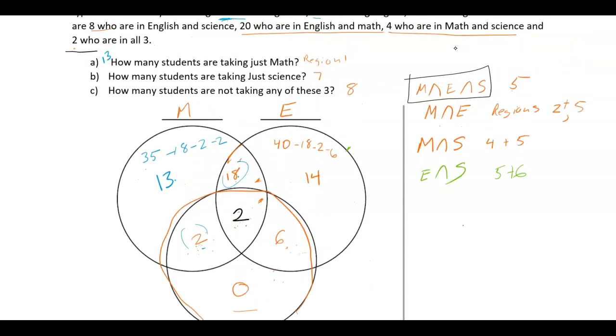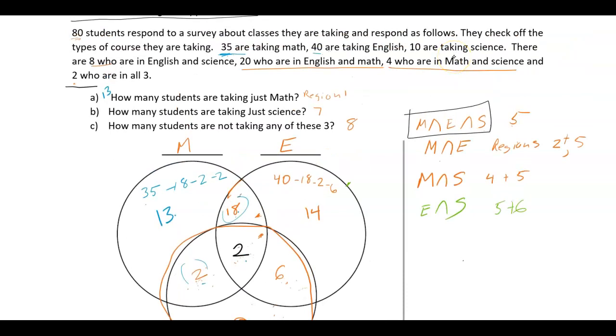So let's see if I can answer any of these questions now. We were talking about regions here. I don't want you to pay attention to that right now. How many students are just taking science? That's 0. How many students are not taking any? Oh, what do you mean not taking any? Well, you have to look. 80 students answered the survey. Do my numbers add up to 80?